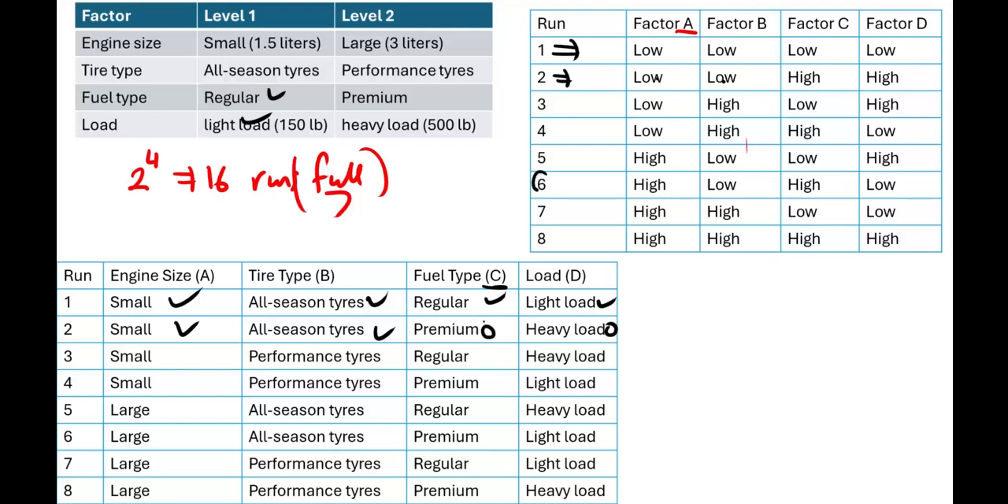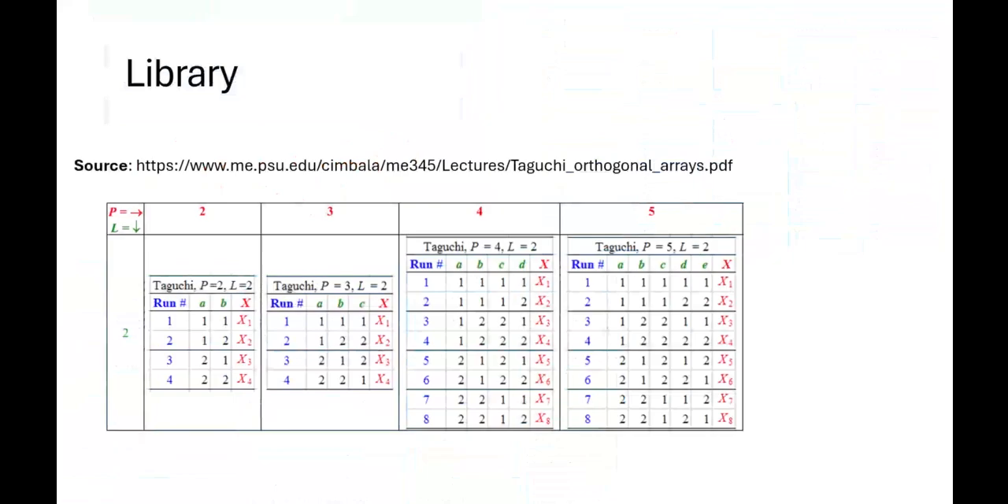then run 6, the fractional factorial says that A should be high, which is large here, B should be low, which is all season, C should be high, which is premium, and D should be low, which is light load. Okay, you just switch from one level to another. For example, if small was the low level, then you go to large as the high level. This is how the fractional factorial analysis works.